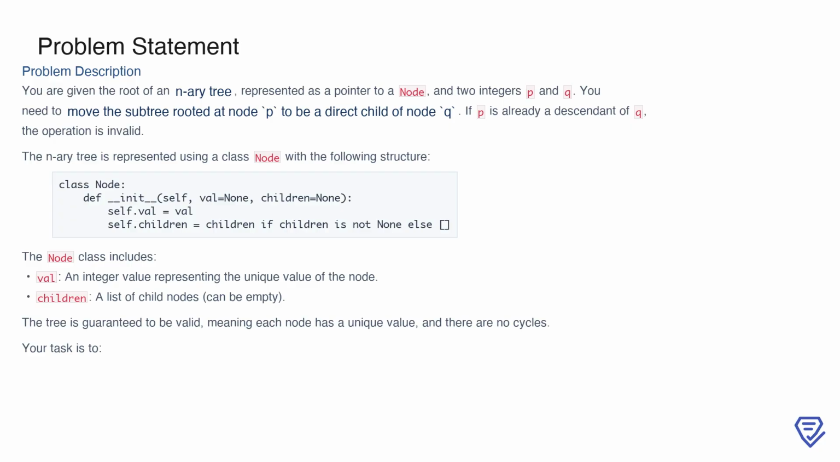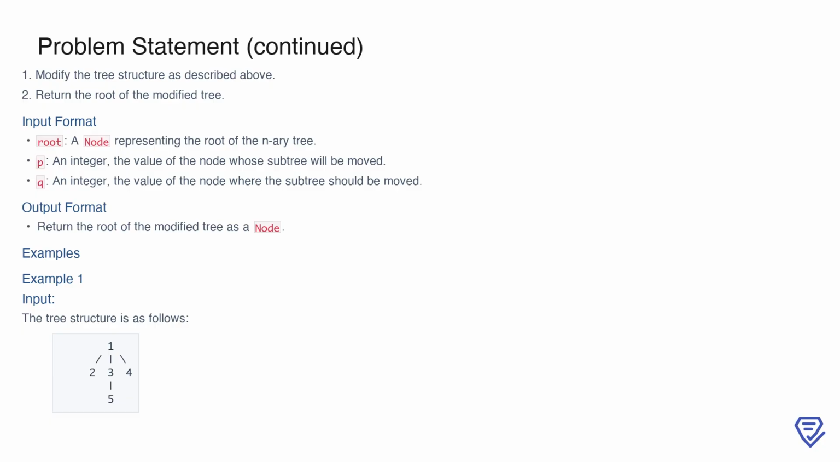The tree is guaranteed to be valid, meaning that each node has a unique value, and there are no cycles within the structure. Your goal is to modify the tree according to these rules and ensure the operation is valid. To summarize, the task is to modify the tree structure by moving the subtree rooted at node p to become a direct child of node q, and then return the root of the modified tree. The input includes the root node of the tree, represented as a Node object, and the integers p and q representing the values of the nodes involved in the operation. The output is the root of the modified tree, also represented as a Node object.